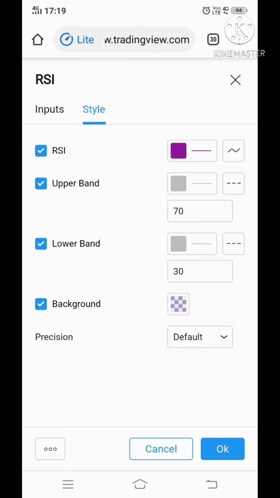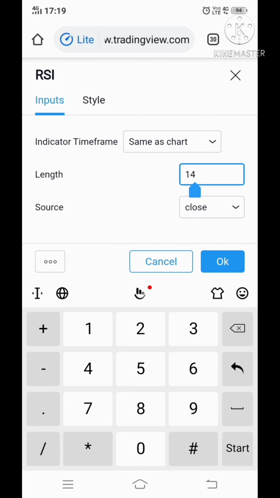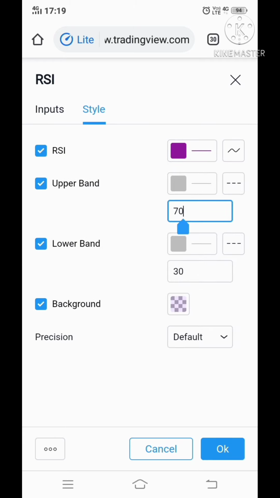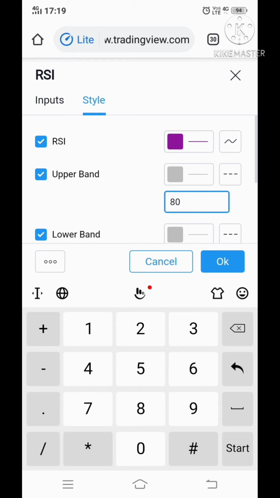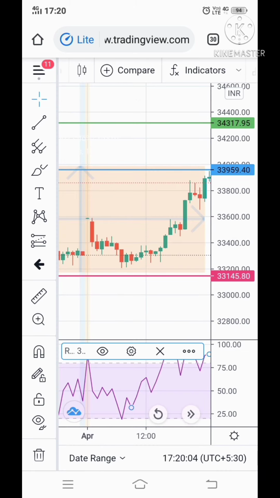We have gone to the settings of RSI. We will make some little alterations here. Under inputs, in the length space, we will change it from 14 to 3, and under style we will change the upper band to 80 from 70, and the lower band from 30 to 20. Then press okay, our RSI chart is ready, and now I'll show you how to take a trade and the criteria we look for during our trade in this format.